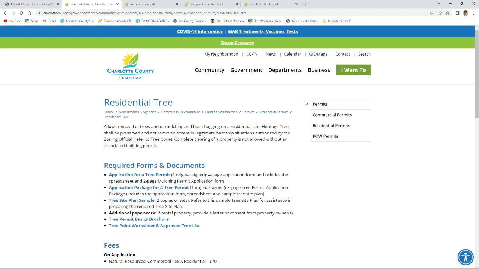All trees that are to be removed must be shown and indicated on the site plan along with their species. And the same thing again for all trees that are to remain must also be indicated on the site plan along with their species.